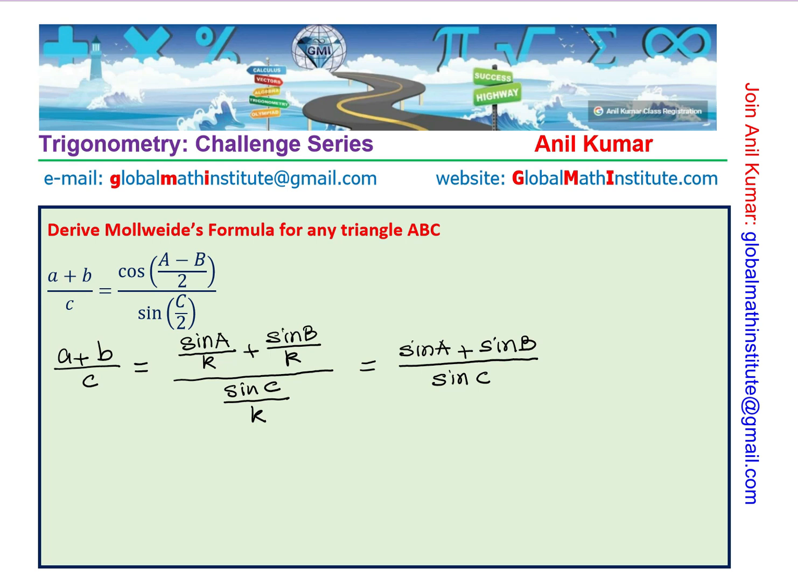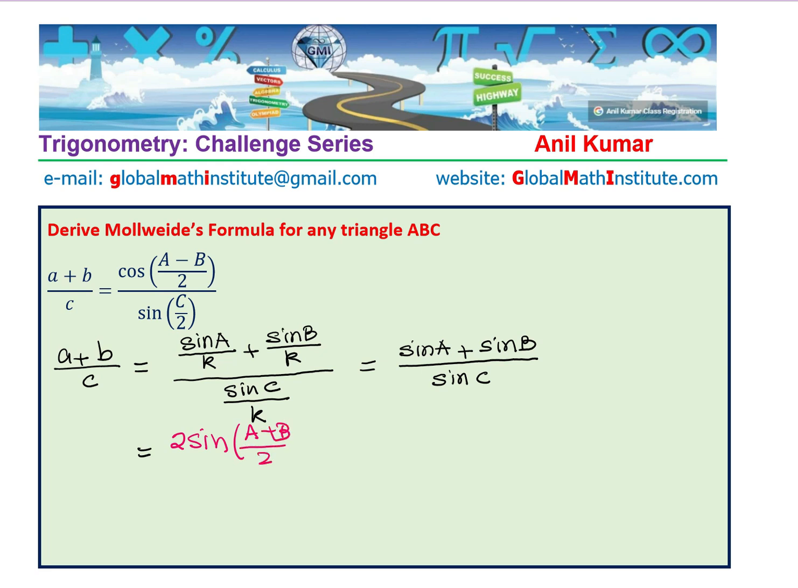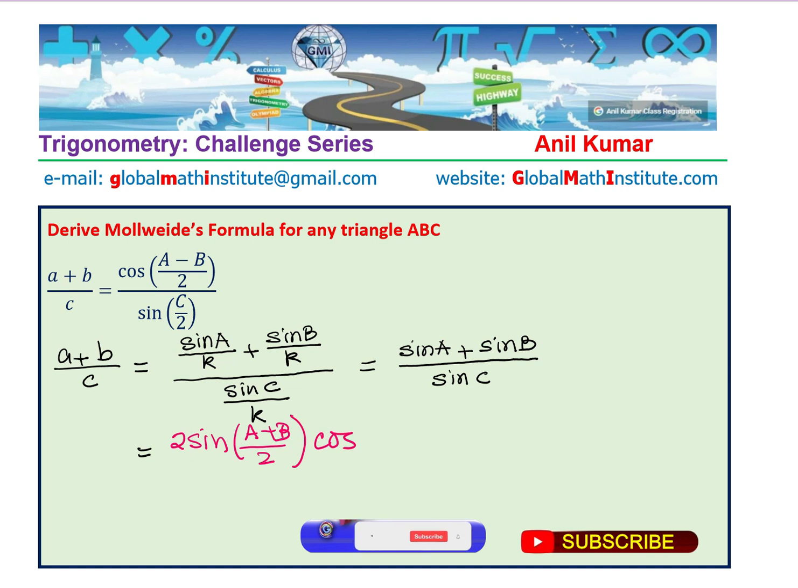And now in the numerator, we see sine A plus sine B. So we can do sine alpha plus sine beta using the sum to product formula, right? Remember that? So we can rewrite this. This time it will be multiplied by 2 when you add the two, sine A plus B by 2 times cos A minus B by 2, right? So we get 2 sine A plus B by 2 cos A minus B by 2. Clear?